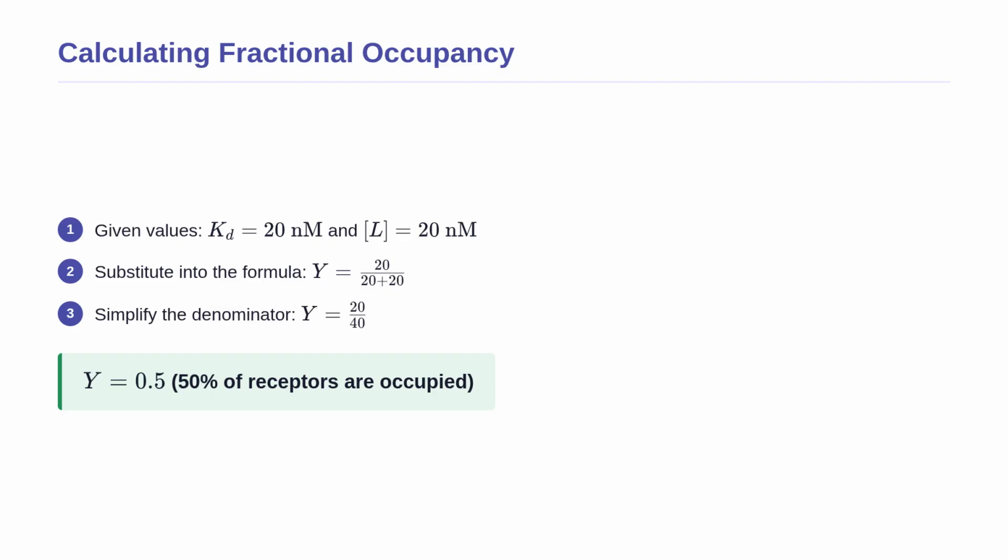We substitute the given value of 20 for L into both the numerator and the denominator, and 20 for KD into the denominator. Adding the denominator gives us 40. Dividing 20 by 40 gives us a final value of 0.5. Physically, this means that exactly 50% of the receptors on the cell surface are currently bound to the hormone.